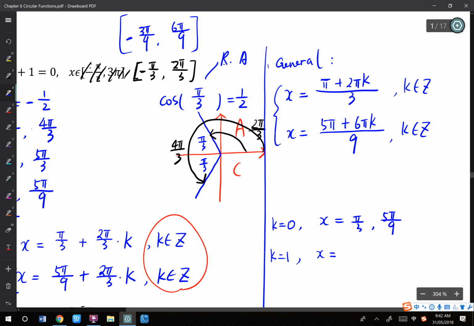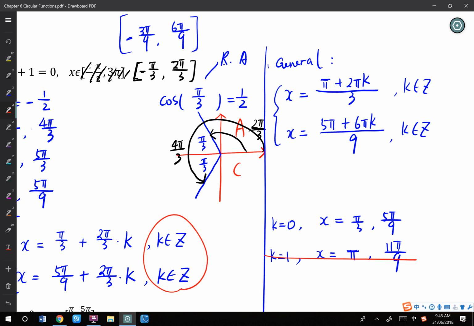So I try k equals 1. That's a 1, so that's a 2, that's a pi. And I put 1 here, that's 11 pi over 9. Well, obviously those two are out of the domain, so there's no need to keep doing k equals 2, k equals 3. It's already out of the domain.